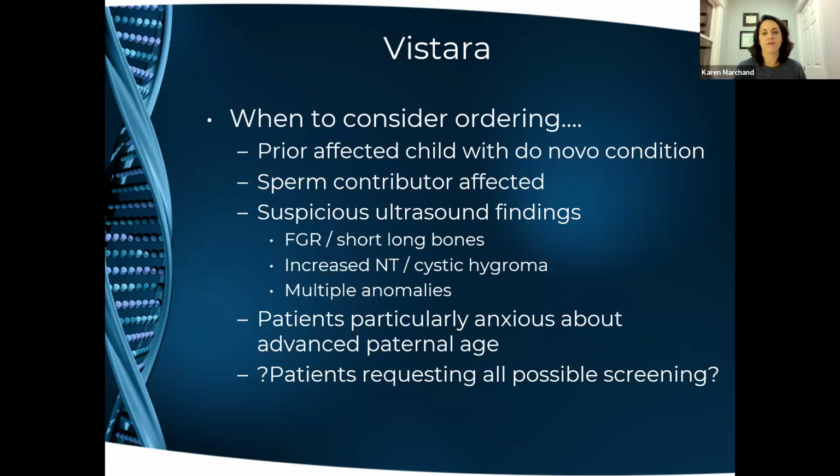So in our clinic, we offer this when there's been a prior child affected with a de novo condition. In that situation, there's always a low risk for gonadal mosaicism and recurrence for that reason. So this is a good tool to use for those families. Also in situations where the sperm contributor is affected with one of the conditions. We've seen patients who have partners with achondroplasia or tuberous sclerosis. This can be useful in those situations.